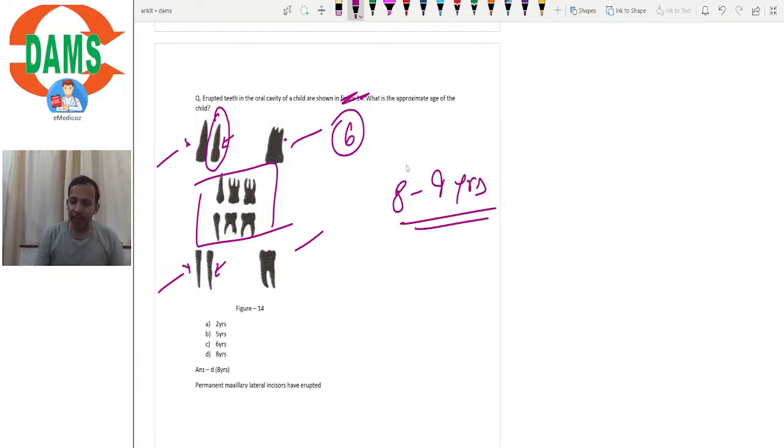So definitely this child is at least 8 years old, isn't it? He may or may not be 9 years of age, because 8 to 9 is a range, so at least 8 years is completed, isn't it? So it is at least an 8-year-old child.